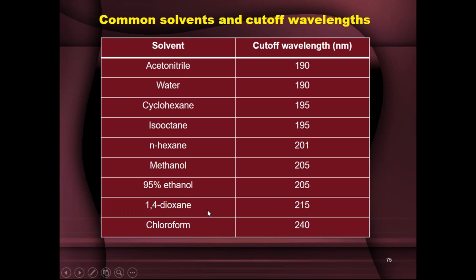So considering all this, ethanol is considered a very good solvent because it dissolves both organic and inorganic compounds and polar and non-polar compounds, and its cutoff wavelength is also quite short at 205 nanometers. Water may not be able to dissolve many of the organic compounds, otherwise water is also considered a good solvent.